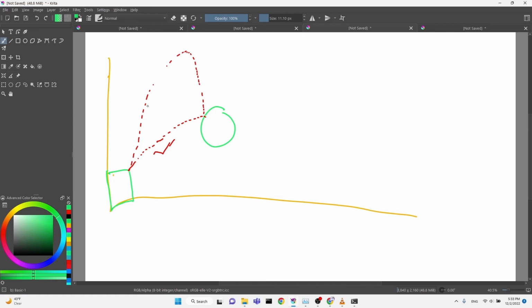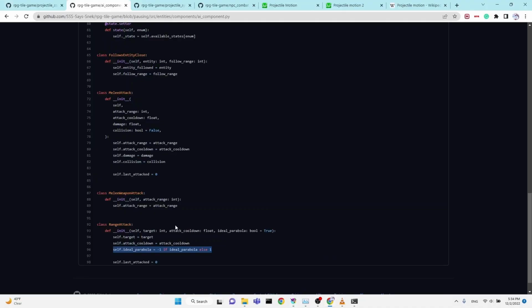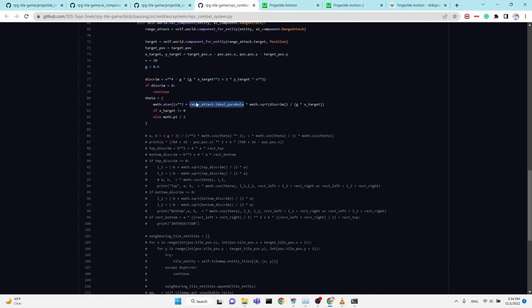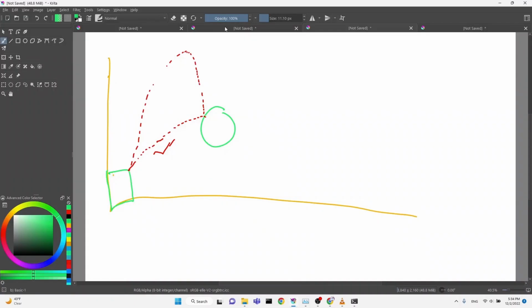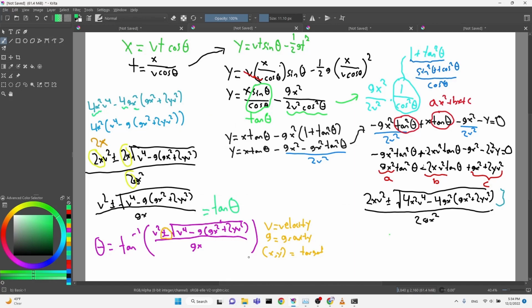That's what we're doing right now. The ideal parabola says which of the two possible angles we want. Now, if we go back to over here, this basically says the ideal parabola is going to be either -1 or +1. And if we look over here, we multiply the ideal parabola by the square root of the discriminant. What this means is this emulates the plus or minus over here. Remember, over here we have this plus or minus thing.